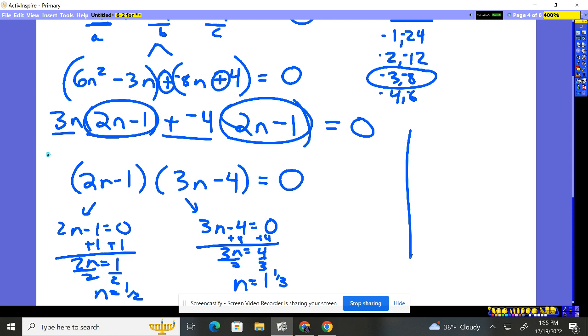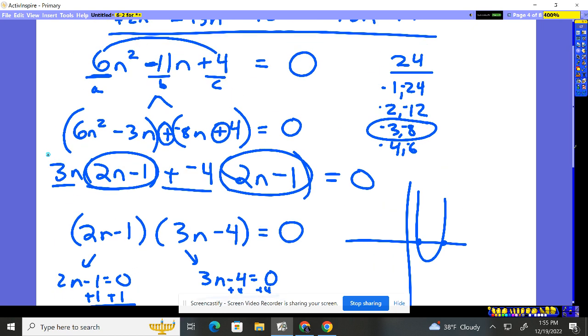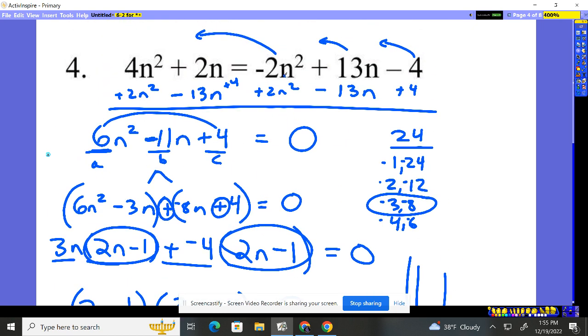Now, technically what that means is those are where it's crossing the x-axis. So it's crossing here at a half, 0.5, and 1 and 1/3 right there. And so it's sort of a little skinny parabola coming down in through there, crossing them. But again, what we want is a half and 1 1/3. If you plug those into the original equation back up here, the two sides are going to be equal.